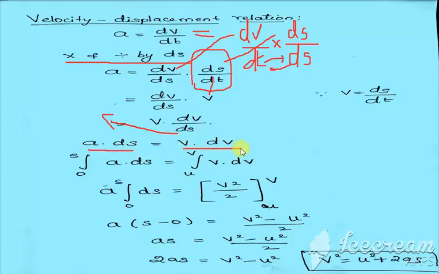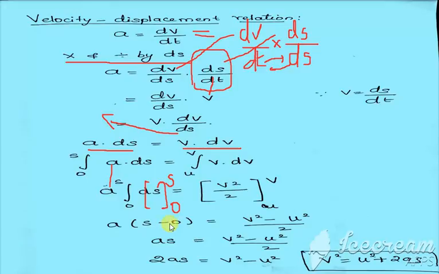So we get a into ds, which is equal to v into dv. Now, the next step is integrating on both the sides. As you know, the limit is 0 to s, and for v, the limit is u to v. Now, a as it is, and if you integrate ds, that becomes s, with the limit 0 to s. In the same way, if you integrate v into dv, that is v square by 2, the limit is v and u.